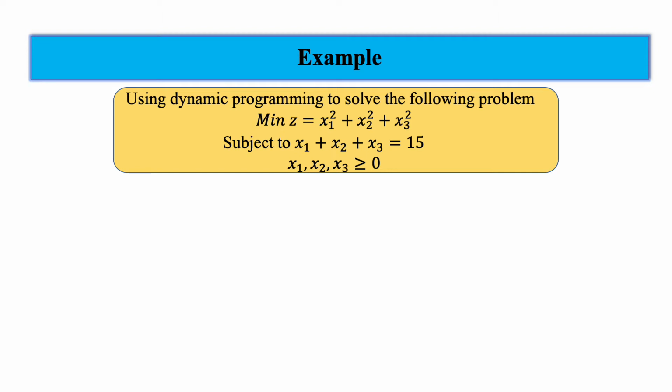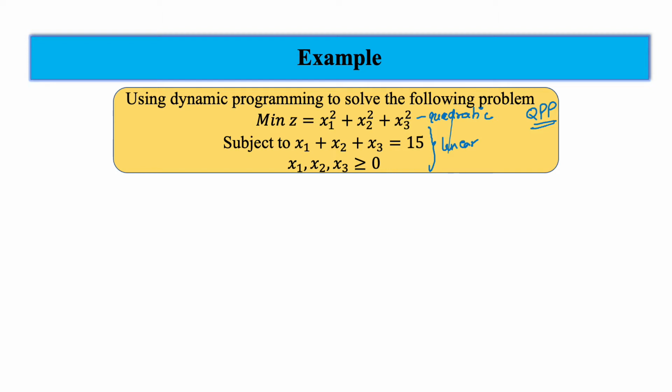So for that we are taking this simple example where my objective function is quadratic. I have to minimize quadratic objective function and my constraints are linear. So basically it's a quadratic programming problem. So now we will see how we can solve this quadratic programming problem using dynamic approach.